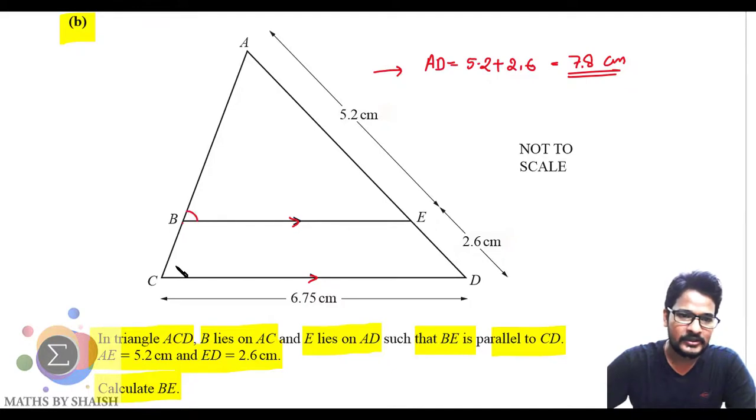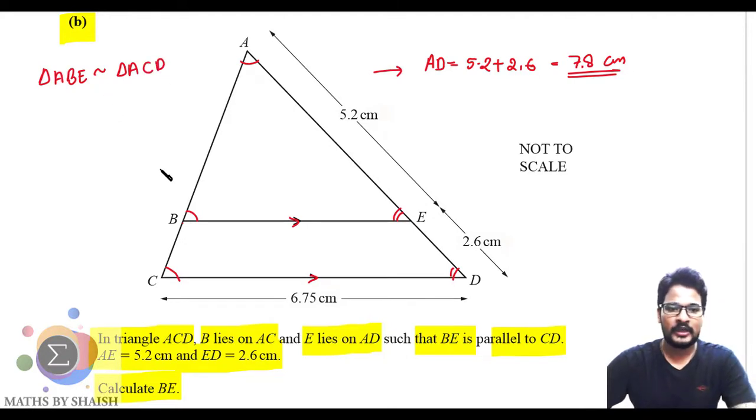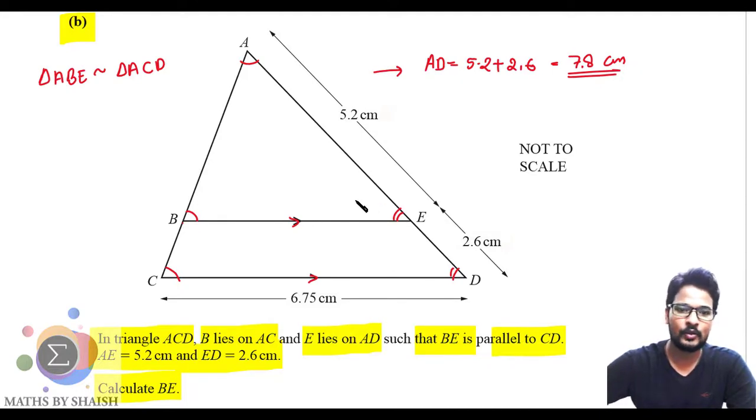we have this angle equal to this angle, corresponding angles. These two angles are equal, corresponding angles, and this is an angle common in both triangles. Triangle ABE is similar to triangle ACD, and that is the similarity condition, that the ratio of any two corresponding sides would be equal. So here we are dealing with the sides, so we will talk about the ratio.